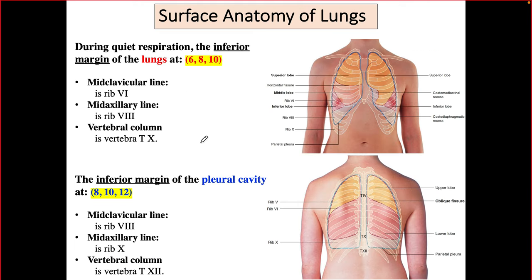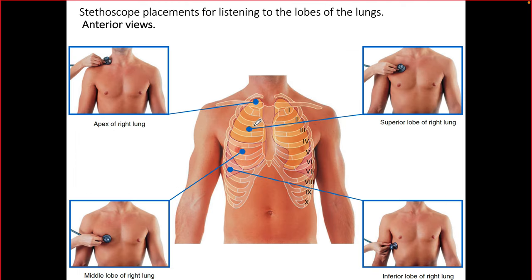Okay, this slide is very important and we explained it in detail yesterday, so it's important either for the lung or for the pleura. So this is the location. As a physician, you have to know where to put your stethoscope. For example, this is the apex of the lung. You put it here above the clavicle. The superior lobe is here above the breast or above the nipple. Around the nipple is the middle lobe.